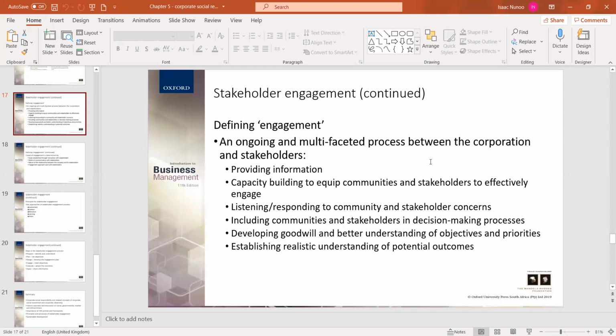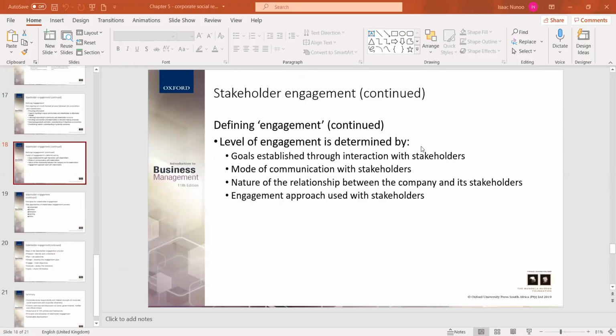Then you also must listen and respond to the community and the issues of concern. What are their issues concerning the people you are engaging with? How are they doing? You listen to them, you listen more, and you respond accordingly. Include the community and stakeholders in the decision-making process. This is very, very important. For policies to thrive in a company, you should include communities and stakeholders, because any decision by the business is going to affect all the people involved. And develop goodwill and a better understanding of the objective, and establish a realistic understanding of the potential outcome.